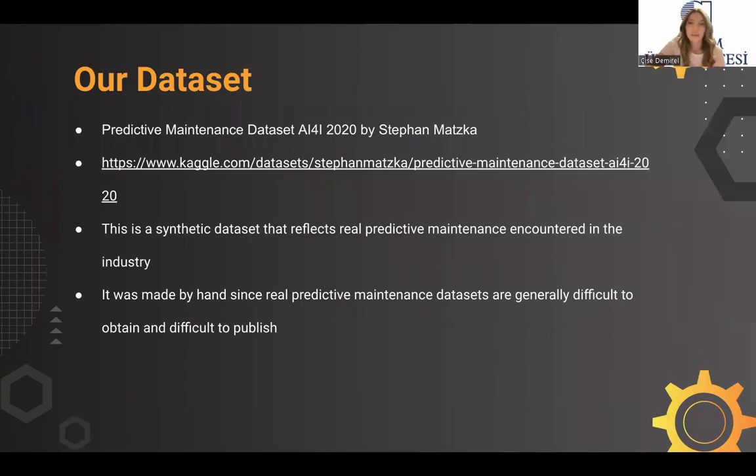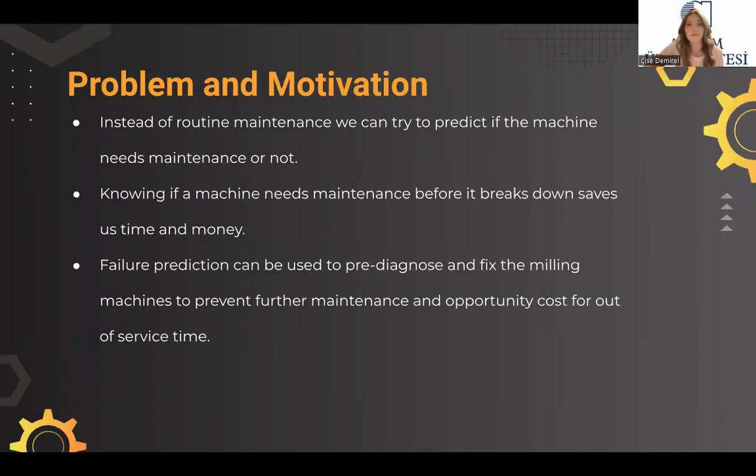We got this data set from Kaggle, and it's a synthetic data set because real predictive maintenance data sets are generally difficult to obtain and also difficult to publish. We have a milling machine and its features. And instead of routine maintenance, we can try to predict if the machine needs maintenance or not. By doing that, as we all know, the less production is interrupted, the more we gain in profit and time. And failure prediction can be used to pre-diagnose and fix the milling machines to prevent further maintenance and opportunity costs for out-of-service time.